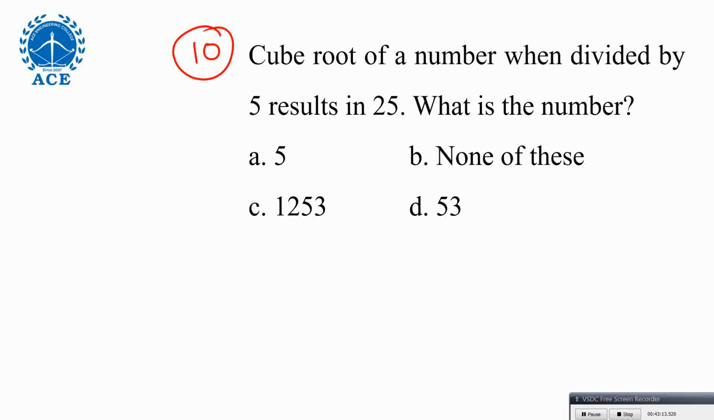Cube root of a number when divided by 5 results in 25. What is the number? See, sometimes in a hurry, we may not read the question and may take the cube of that number. It's the cube root of that number when divided by 5 that leads to 25. Is this the equation?